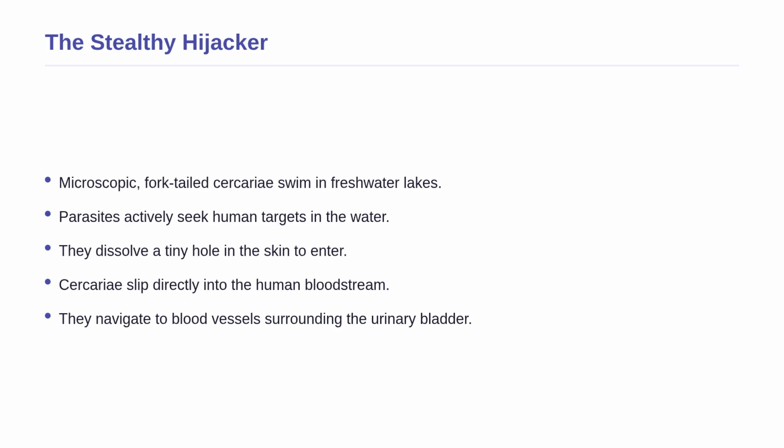Now that we know what we are studying, let us look at how the infection begins. Imagine taking a refreshing swim in a calm, freshwater lake. Unbeknownst to you, thousands of microscopic, fork-tailed larvae called cercaria are swimming in that exact same water. They do not need to be swallowed. When they find a human host, they simply dissolve a tiny hole in the skin and slip right into the bloodstream. It acts like a stealthy hijacker, navigating through your veins until it sets up a permanent home in the blood vessels surrounding your bladder.